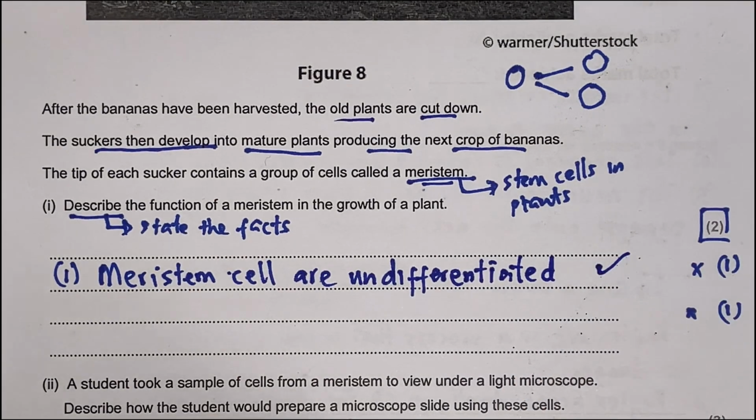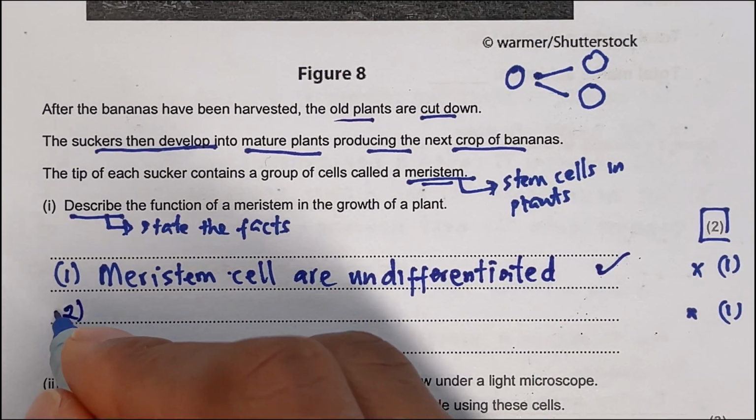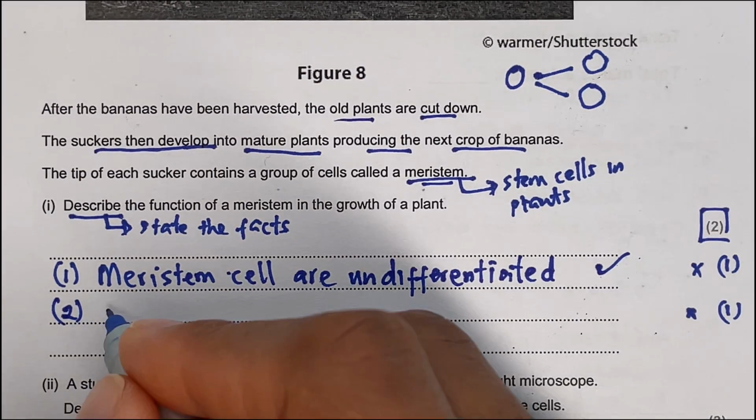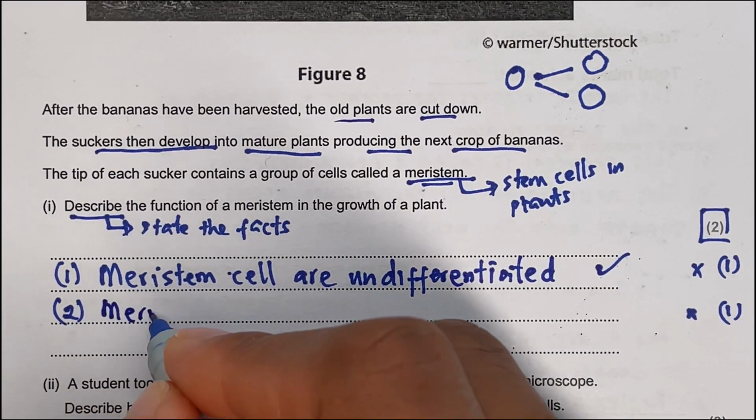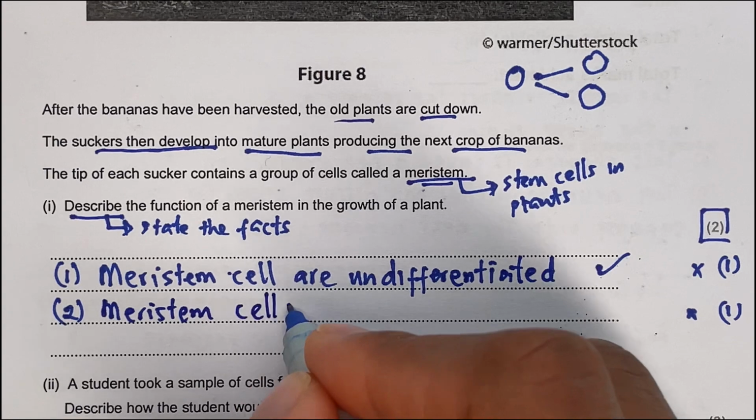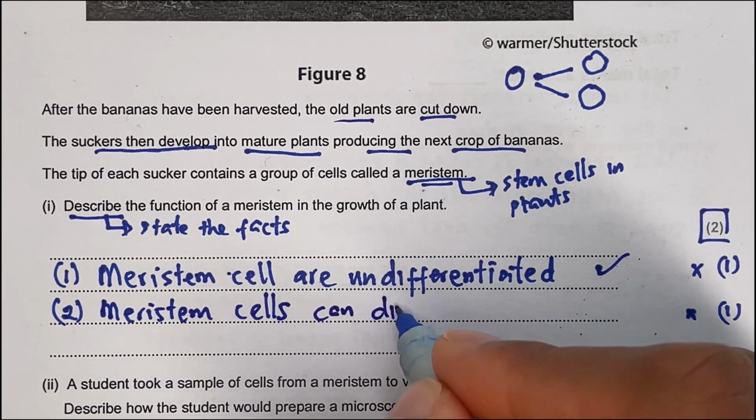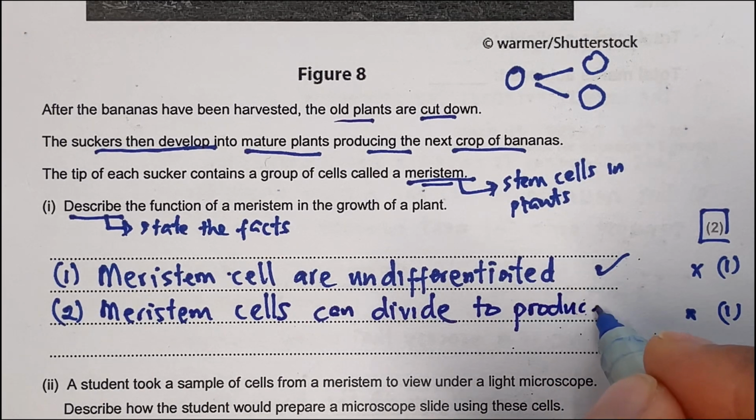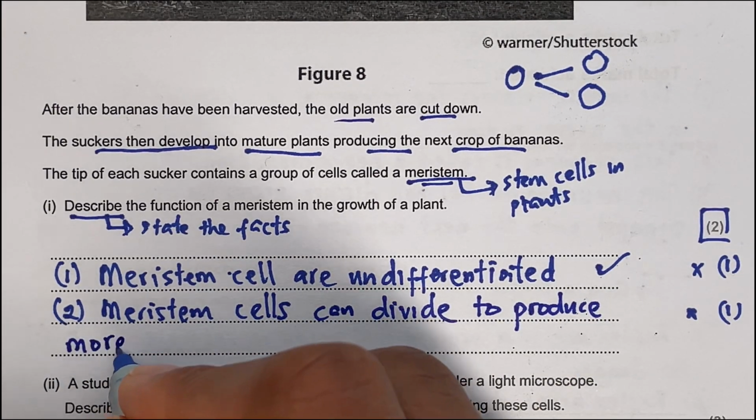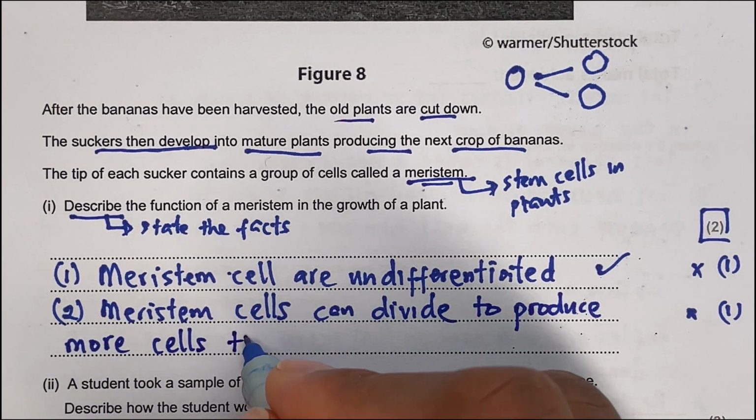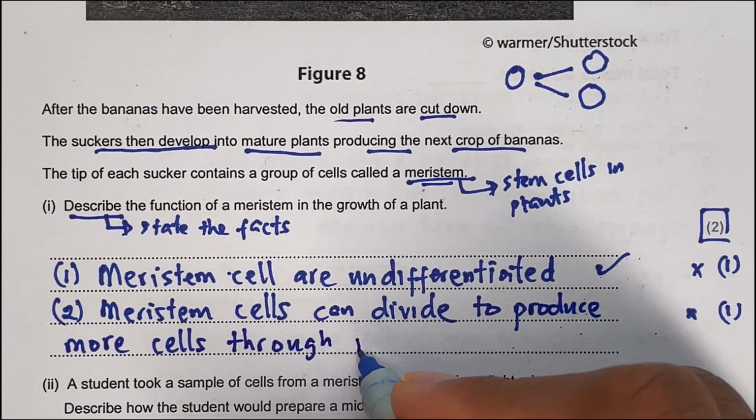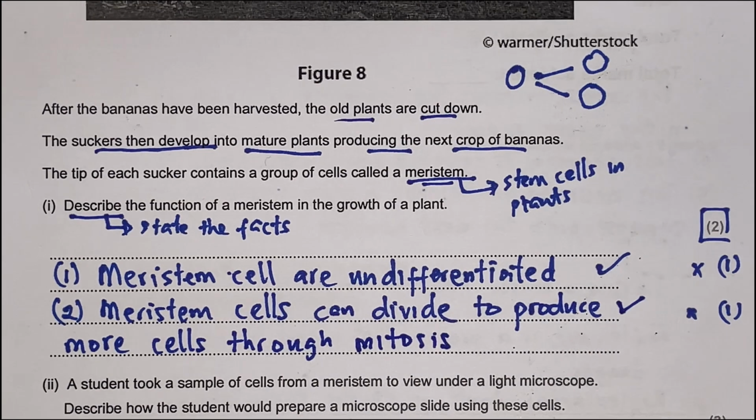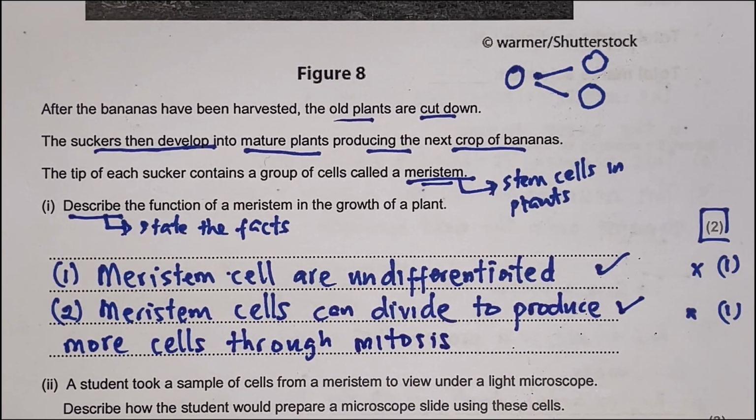That gets me 1 mark. I know that they can differentiate into other cells, so that means that meristem cells can divide to produce more cells through mitosis. So I have my second point. Okay, so that gets me the complete 2 marks.